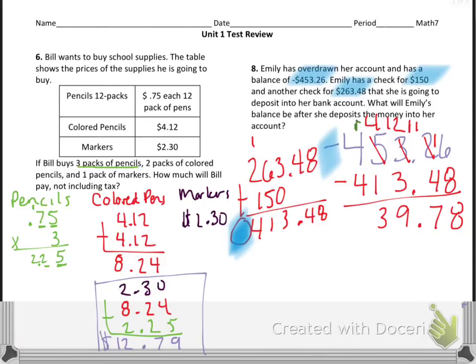So think back to our original numbers. Which number was greater? This positive number or this negative number? Well, negative 453 is greater than positive 413. So, poor Emily is still very negative in her bank account. So even her checks did not help her become positive.